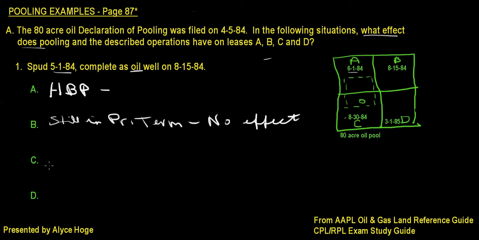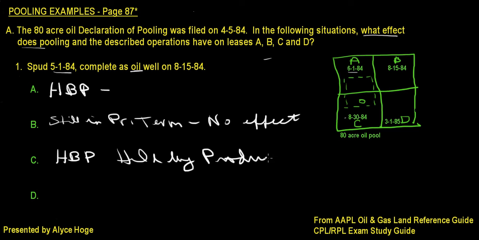Now let's look at lease C. Lease C, we know, is pooled with lease A, and it doesn't expire until August 30th, so this well that was spud in May is spud before it expires in August, so that lease is also going to be HBP, held by production. And so lease C and lease A are both held by production.